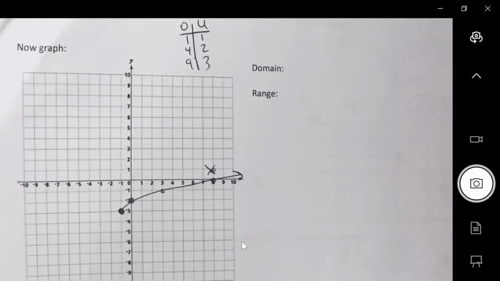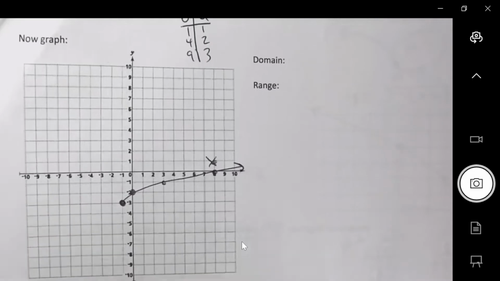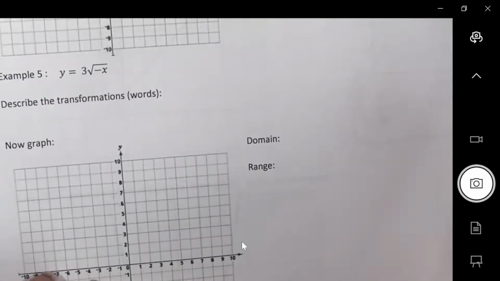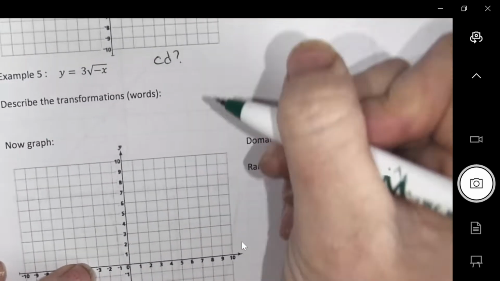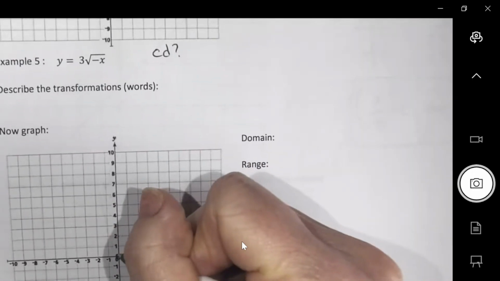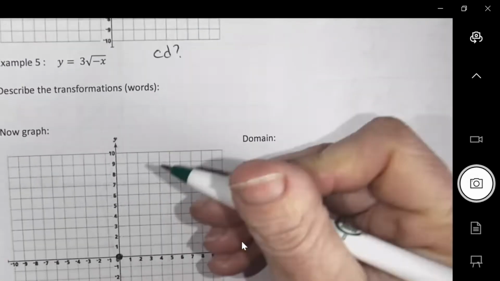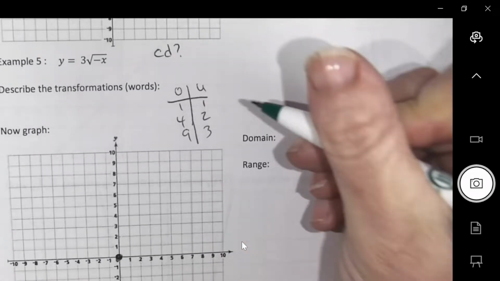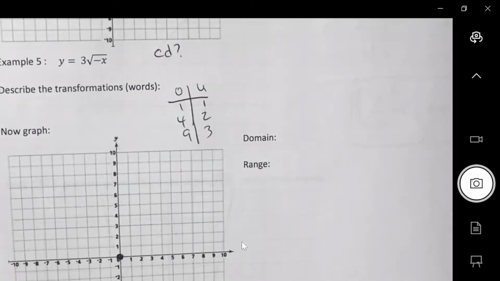Okay, we've had enough practice with domain and range, right? It's good? All right. Have I moved my starter anywhere? Do I have any C's or D's? Nope. So where should I put my starting point? 0, 0, the origin. Okay. Over, up, 1 1, 4 2, 9 3. Do I have any changes to this pattern?